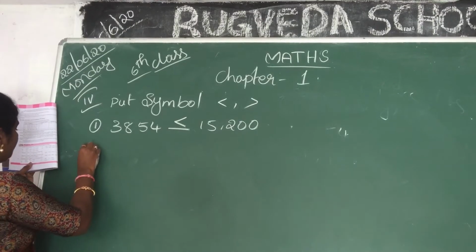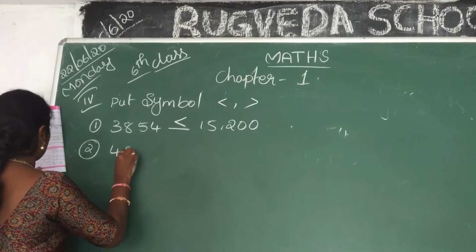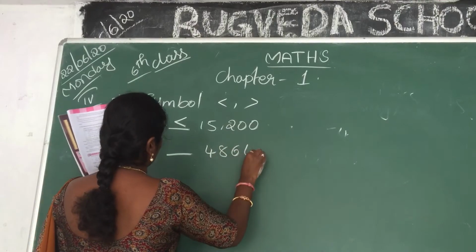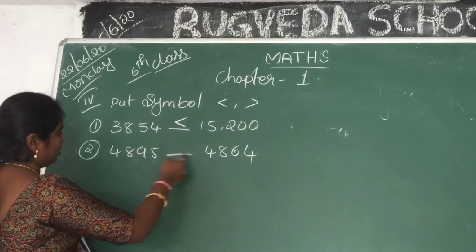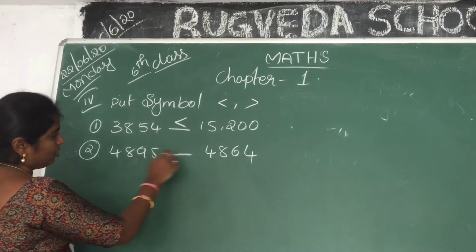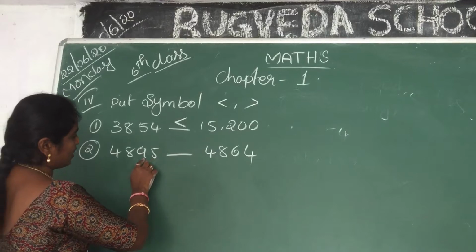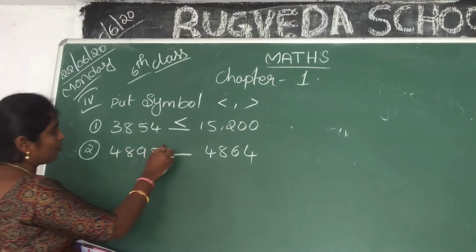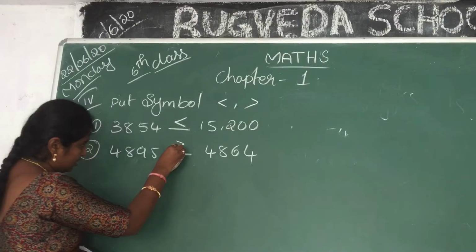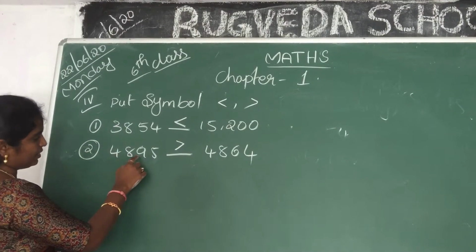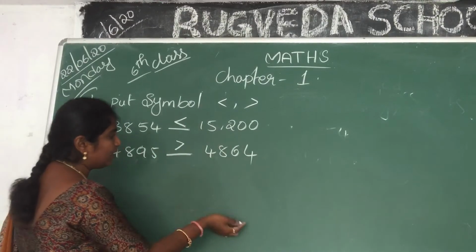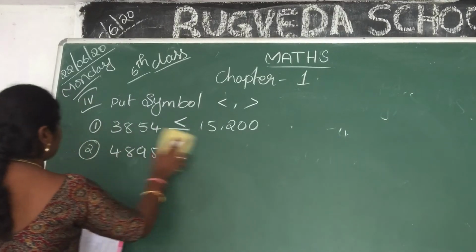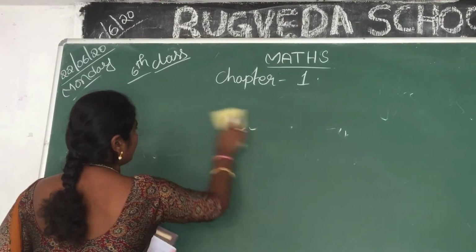Next, second problem, 4,895. Next 4,864. Both are in 4,000. Next, check the hundreds numbers. Hundreds place value 8. Tens place 9 and 6. Which is the bigger number? 9 is the bigger number. So you have to put the greater than symbol. First number 4,895 is greater than 4,864. Remaining two more problems are there. You do it yourself.